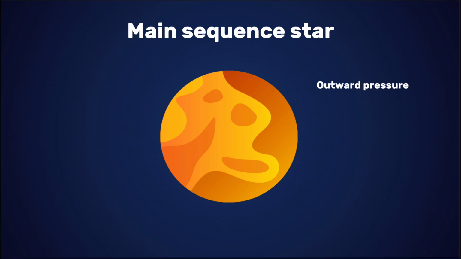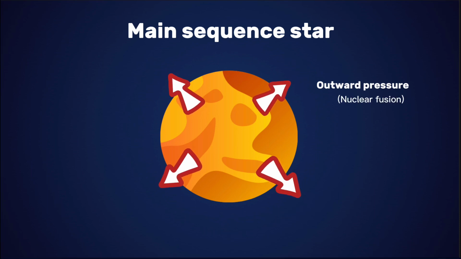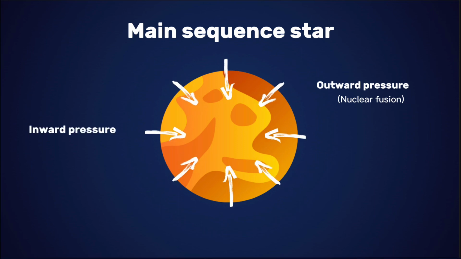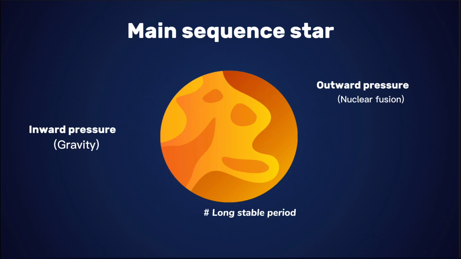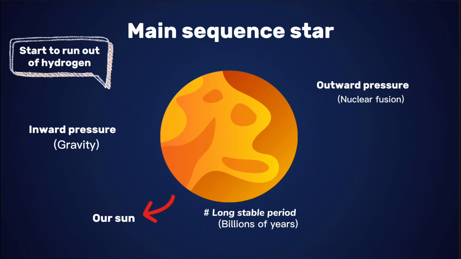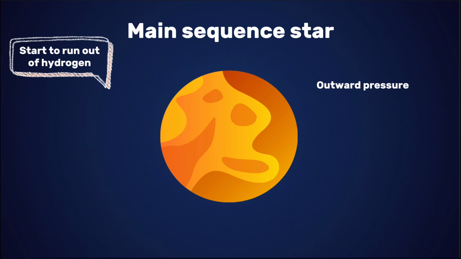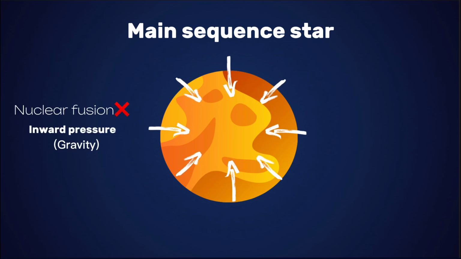The outward pressure caused by all of that energy being released by nuclear fusion is perfectly balanced by the inward pressure caused by gravity. This allows for a long stable period that can last for billions of years, and it's the stage that our sun is currently in. At some point, though, the star will start to run out of hydrogen, which is effectively its fuel. Basically, this means that the star won't be able to do any more nuclear fusion.